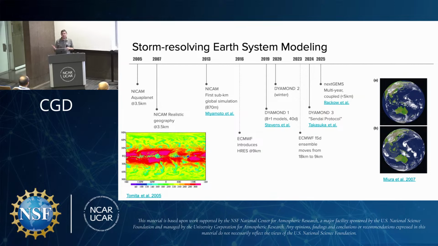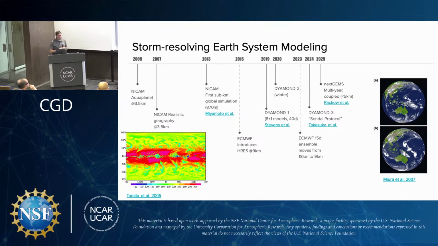The idea is that as you get down to those scales, you start to be able to resolve convective updrafts and convective storms in a way where you might not need a convection parameterization anymore. That's a paradigm changing kind of change in the way we think about global atmosphere modeling. The first examples of these go back to 2005 with the NICAM group in Japan, who initially produced an aquaplanet simulation shown down here at 3.5 kilometer grid spacing. They followed that up with these simulations on the right in 2007 with realistic geography.